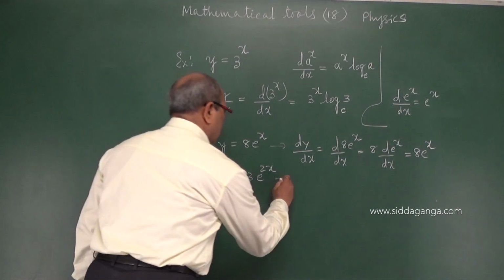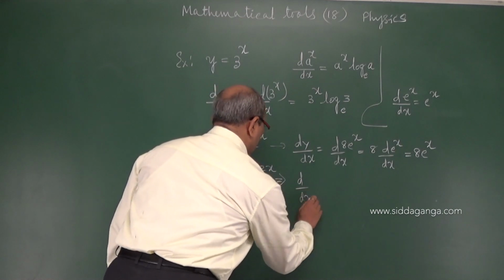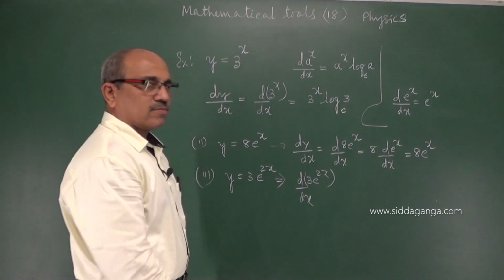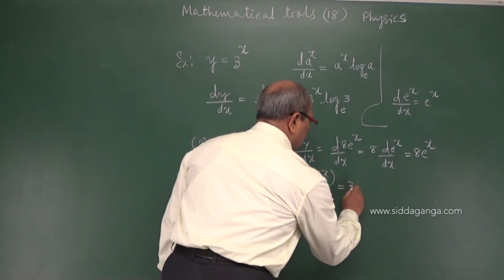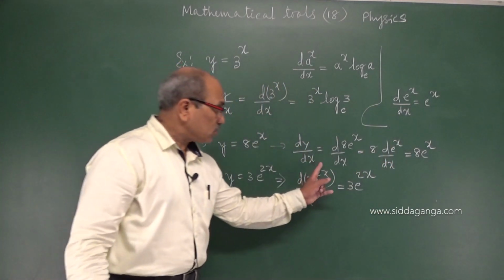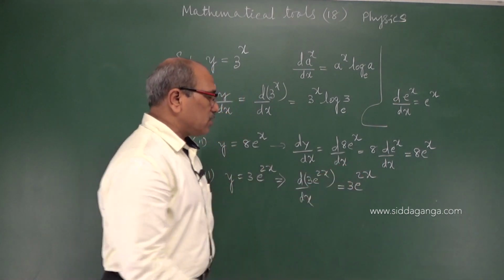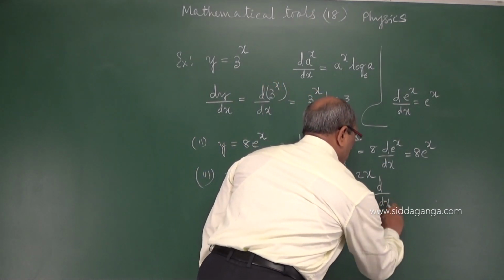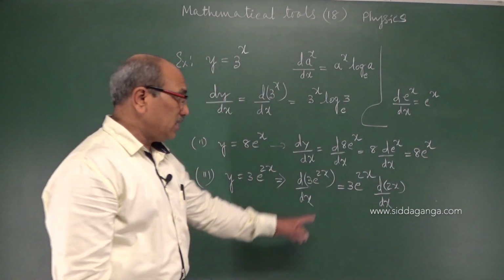So again coming to here, implies d by dx of 3 e power 2x. So very carefully here, 3 coming as it is, e power 2x as it is. It is a function, I am calling e power u. Then e power u comes and again we have to differentiate this part, d by dx of 2x.